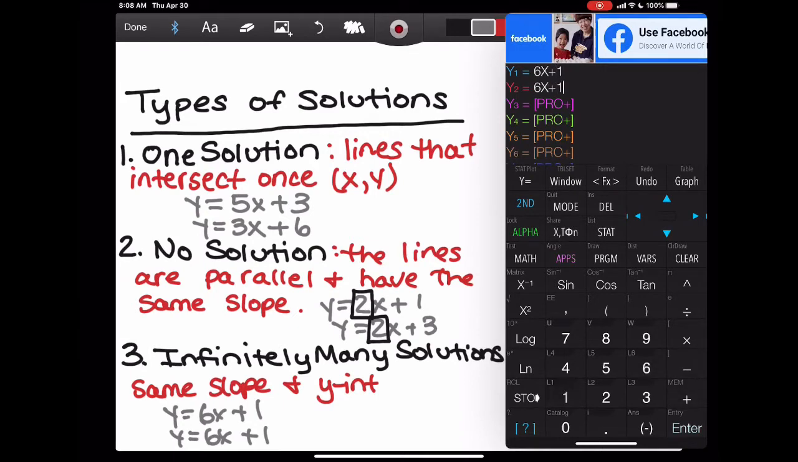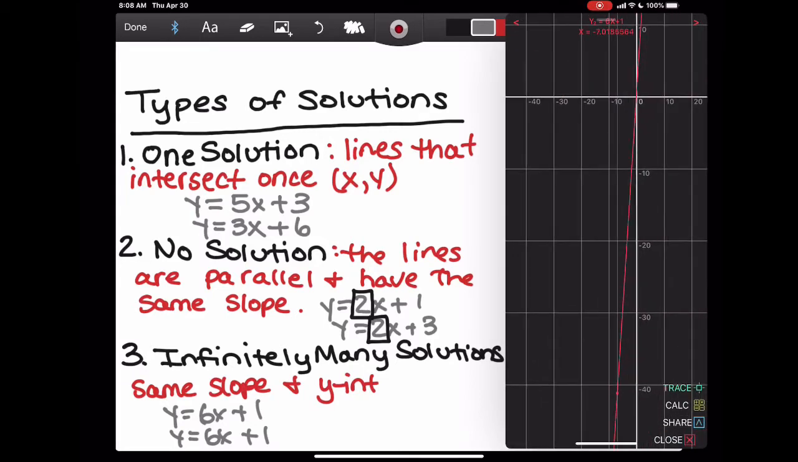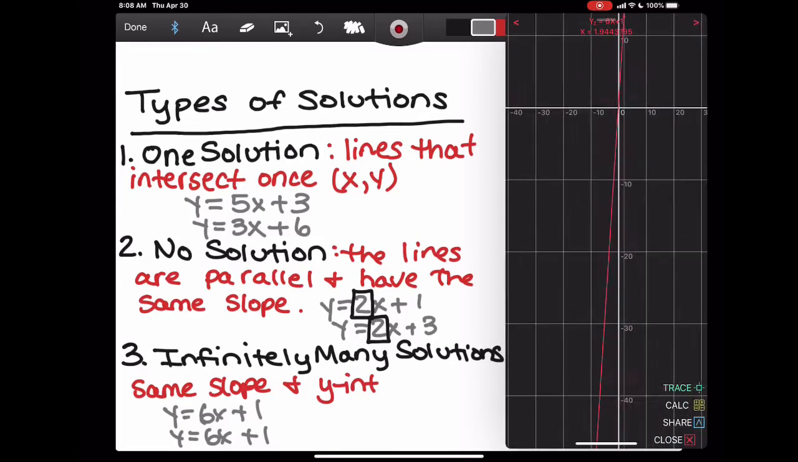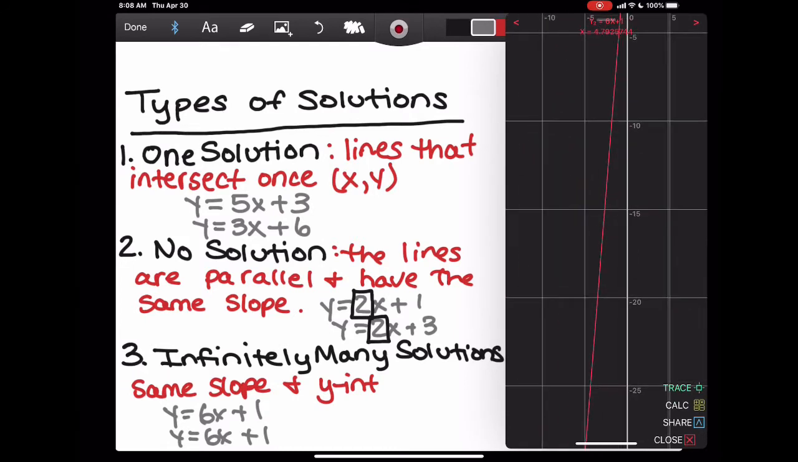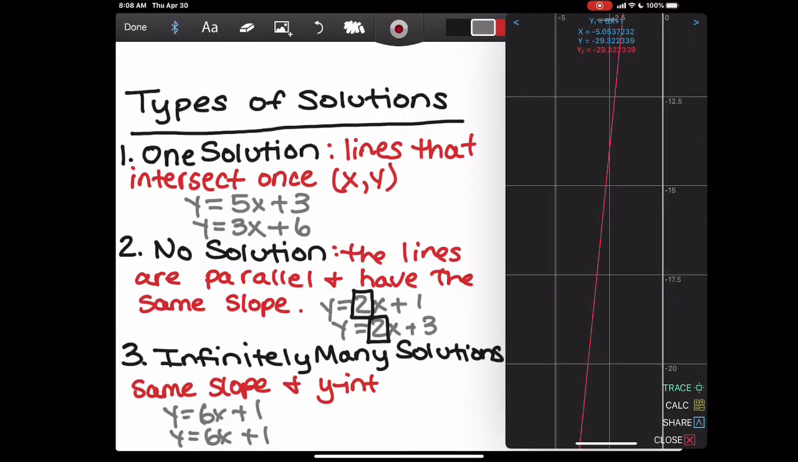Graph. You can really only see the red line because they're the exact same equation. Let's see if I think I can switch it to the blue up here at the top. Yes, now you can kind of see the equation for the blue, but you still can't see the blue line because they're directly on top of each other.